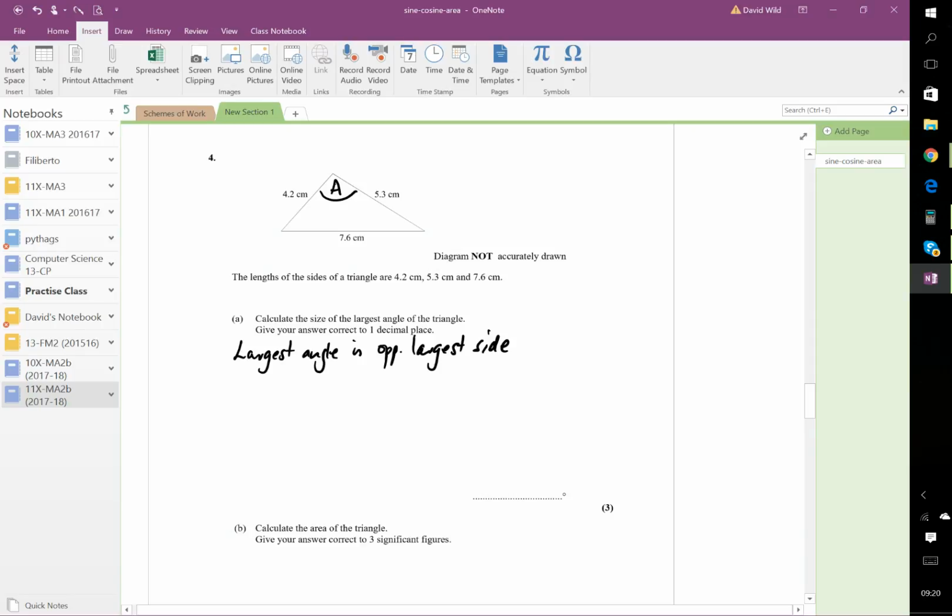Okay, so we're trying to find that. We don't have an opposite angle and side, so this is an unknown, so that's no good. But we need to try to find that. So we're going to start off with the cosine rule because we don't know an opposite pair. And we start off with the side opposite the angle squared, sum of the squares of the other two sides, and then minus 2 times the 4.2 times the 5.3 times the cosine of this unknown angle.